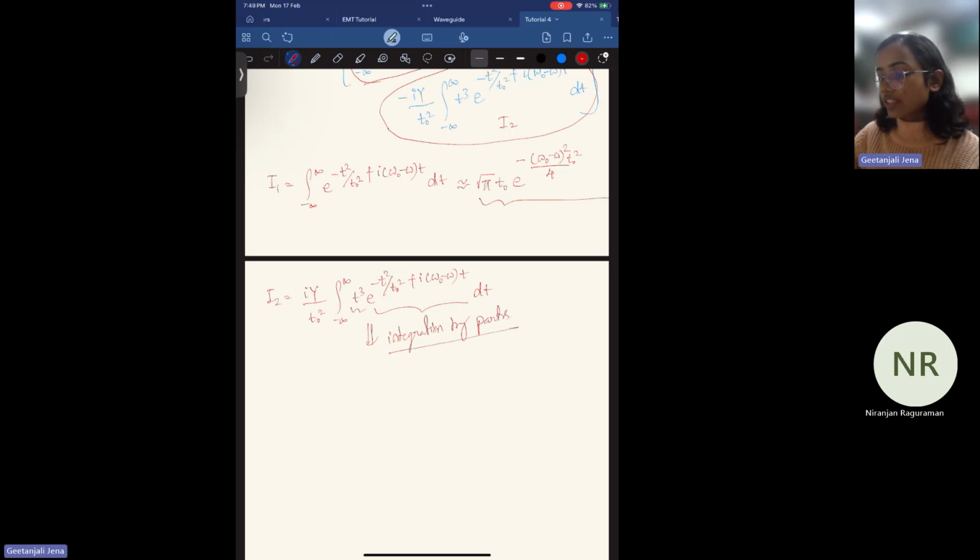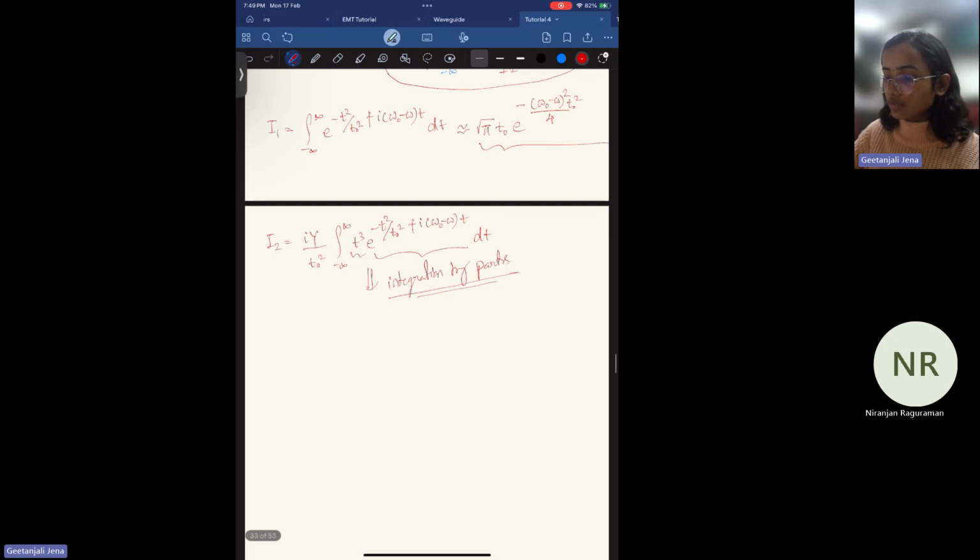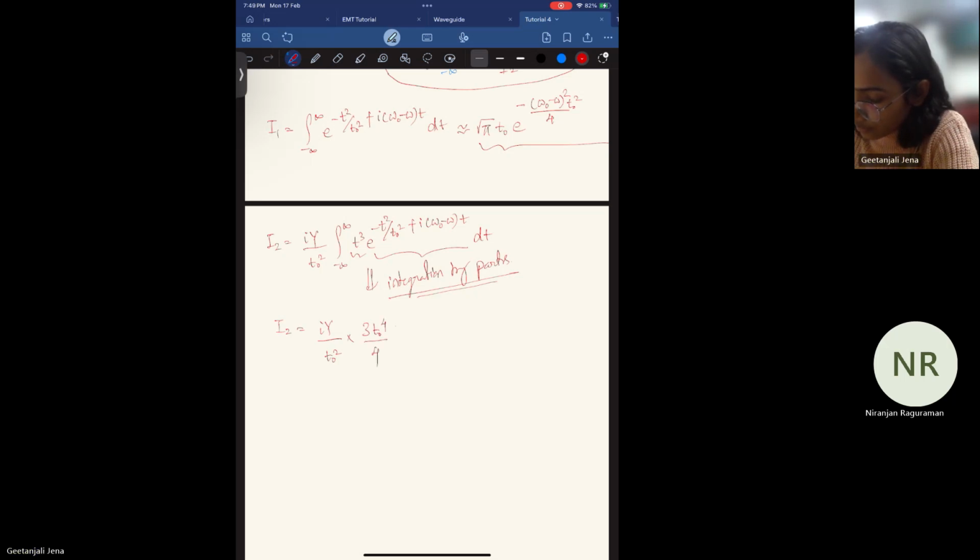So just use the integration by parts rule. If you use it, you can get I2. I am leaving this to you to calculate. So this will be I omega t0 square 3 t0 4 by 4 root pi e to power minus t0 square omega 0 minus omega square by 4. So now we have I1 and I2.